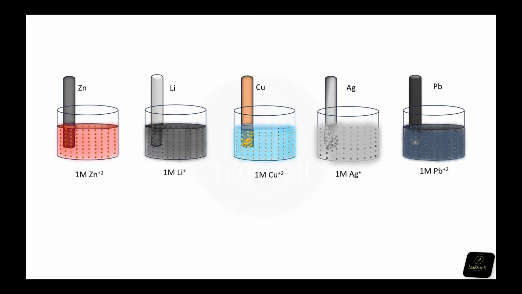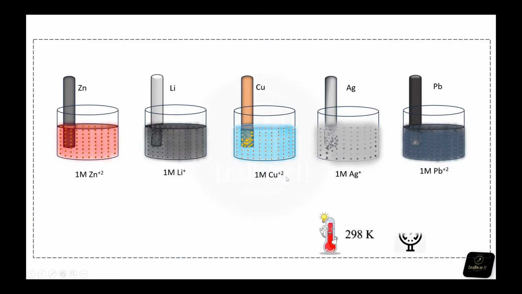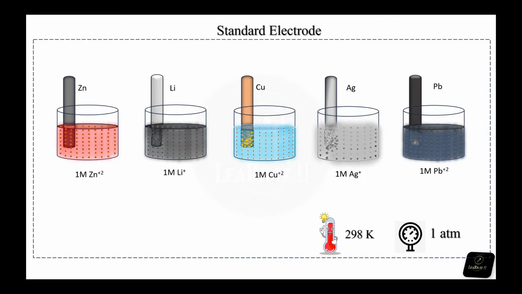These are called electrodes. And when we maintain the temperature of the surroundings at 298 Kelvin and the pressure at 1 atmosphere, this condition is called normal temperature and pressure. When we maintain it, all these are called standard electrodes because we have established a standard condition.